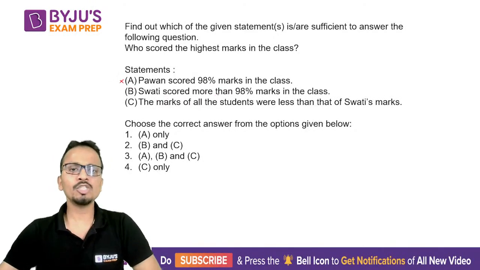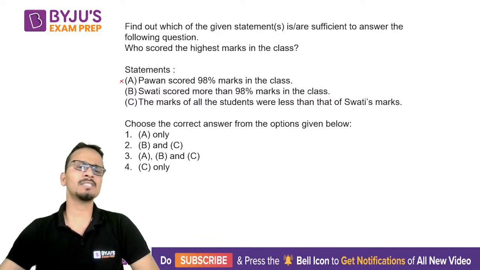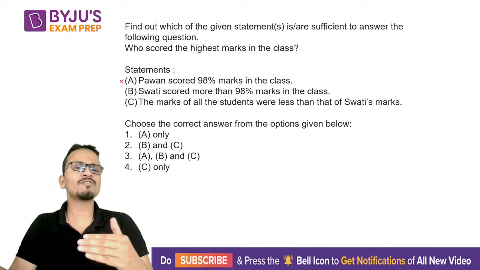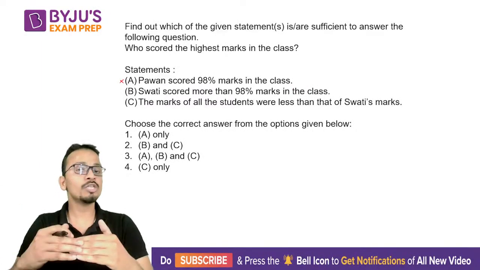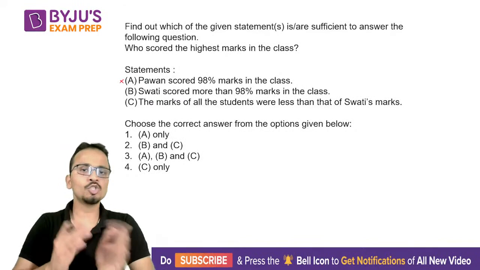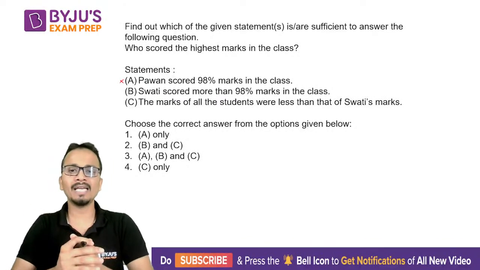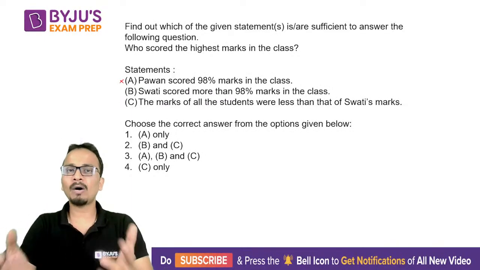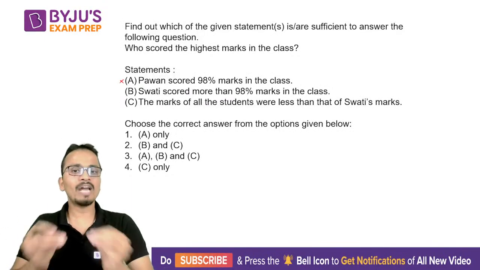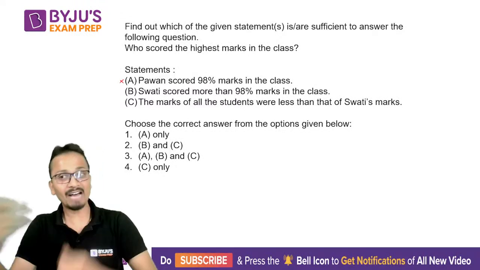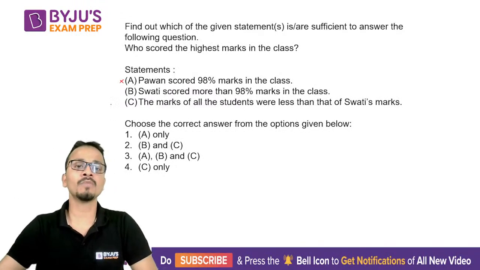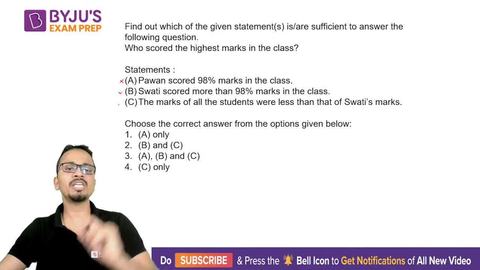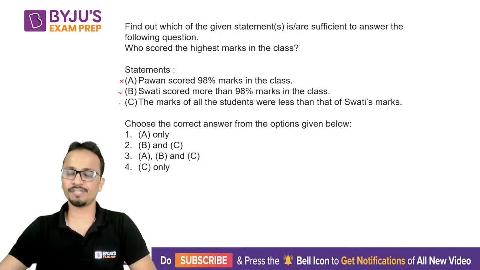Statement B, Swati scored more than 98% marks in the class. Now Swati scored more than 98% marks. So there can be someone who would have scored more than Swati. Also, if I combine A and B, Pawan scored 98, Swati scored more than 98. That means Swati scored more than Pawan. But nothing is mentioned about a person who would have scored above Swati. So do we have a person? Yes, we may have a person who can score above Swati. So statement B alone is not sufficient. In combination with A is also not sufficient.